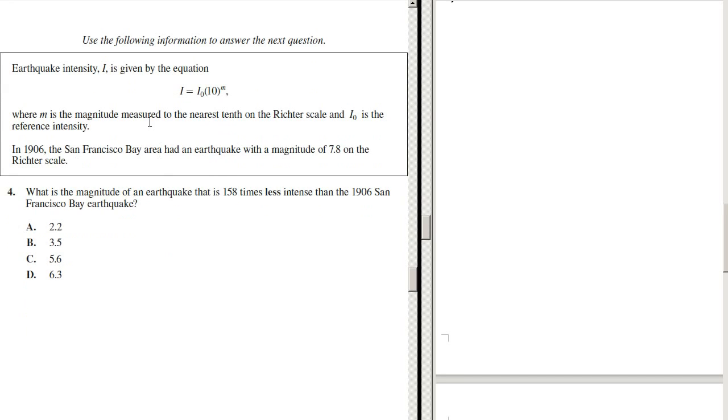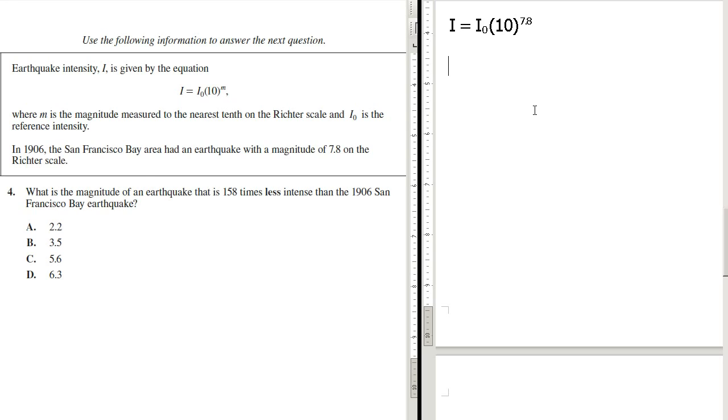Question 4. Earthquake intensity I is given by the equation, okay, where m is magnitude measured to the nearest tenth on the Richter scale, and I0 is the reference intensity. By 1906, they had an earthquake of 7.8 on the Richter scale. What is the magnitude of an earthquake that is 158 times less intense than the 1906 earthquake?